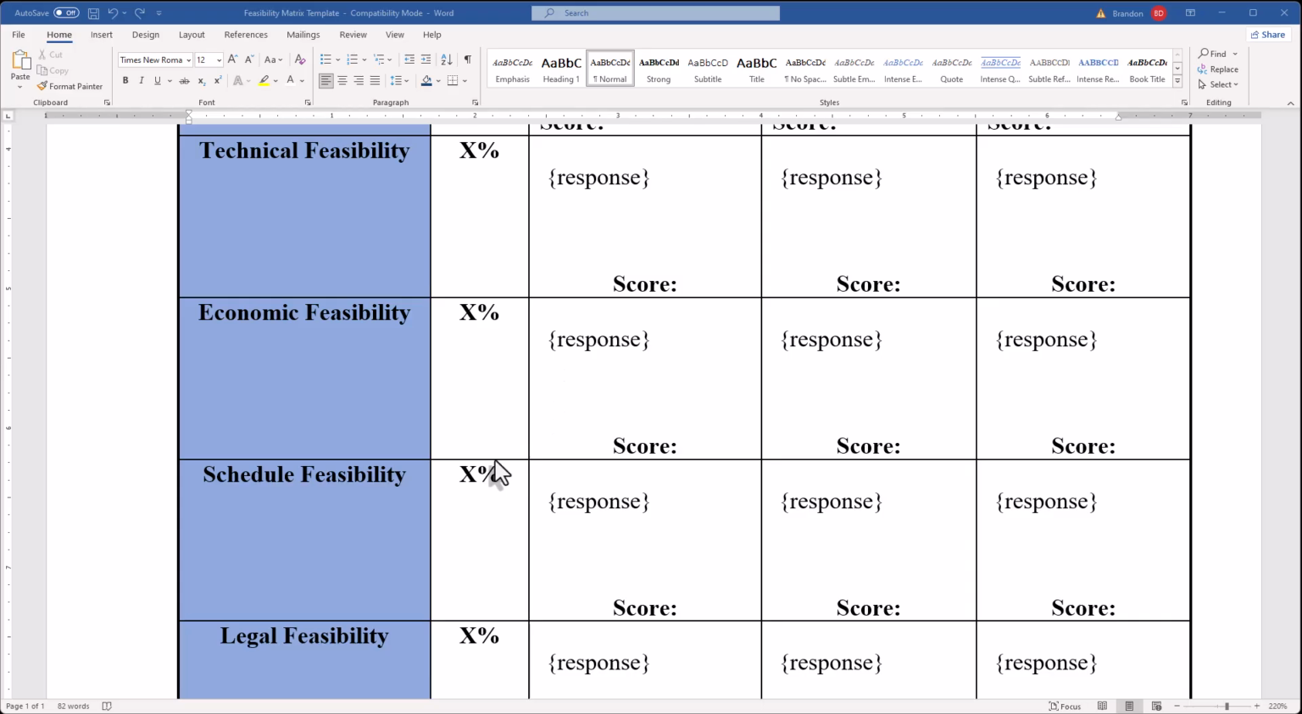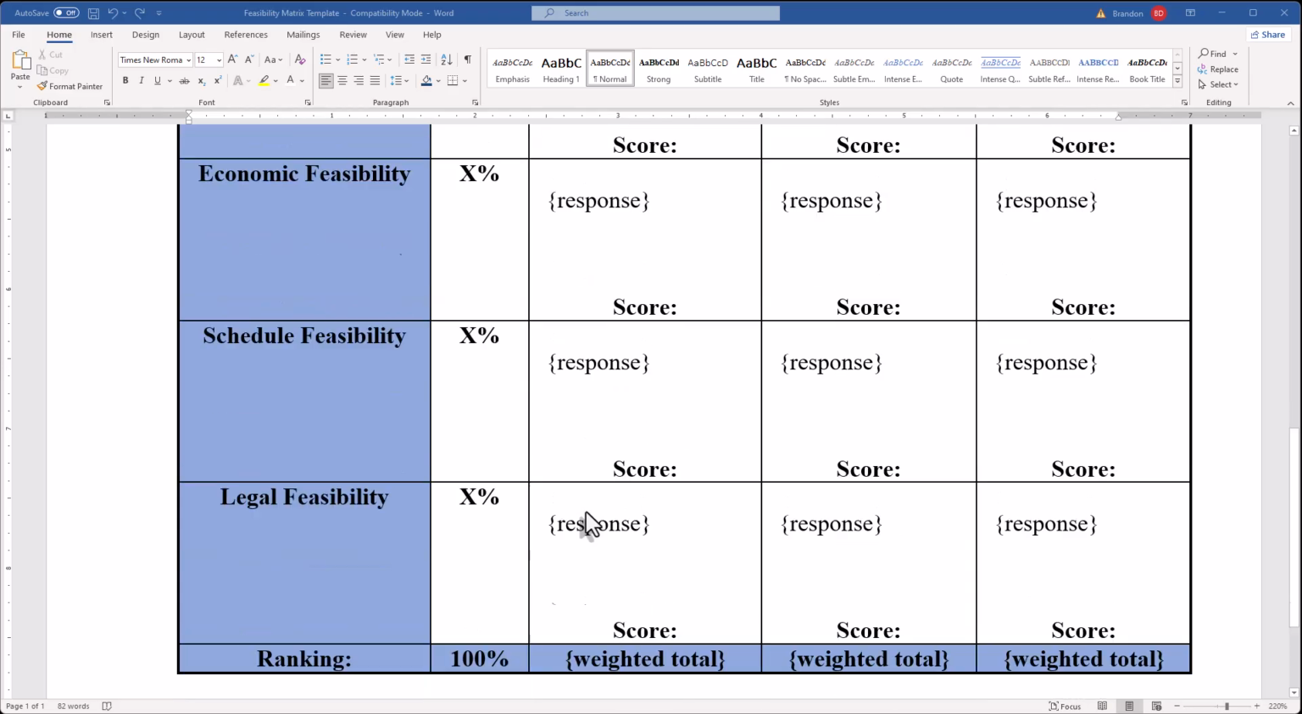Next is the schedule feasibility. Schedule feasibility is going to be taking a look at how soon we can implement this system. Some systems may take 18 months to implement. Some systems, particularly software as a service type of systems, we can implement in hours. So take a look at the schedule feasibility, and you're going to evaluate each of the candidates against it.